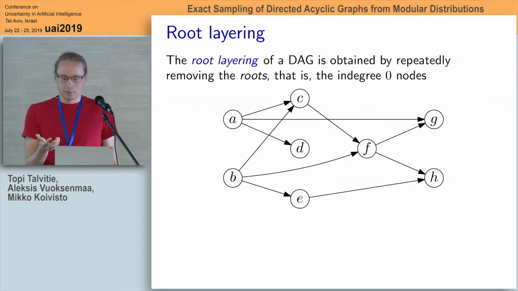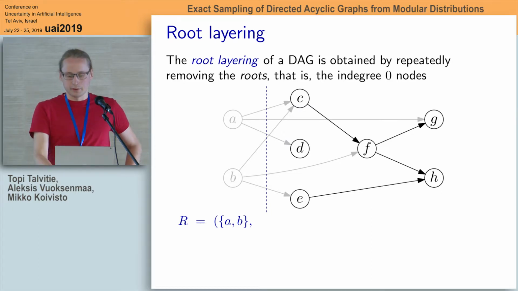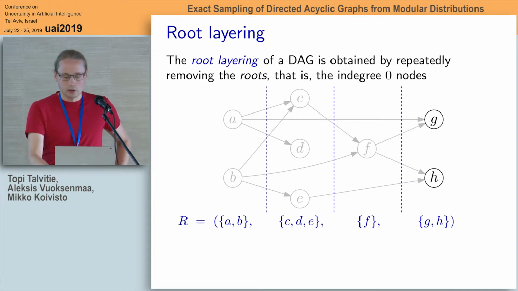So the algorithms are based on the root layering. Recall that it's the layering you get when you repeatedly find the root nodes, the nodes with no parents, in this case A and B, and remove them. Then the next layer is C, D, and E, remove them, and so on.